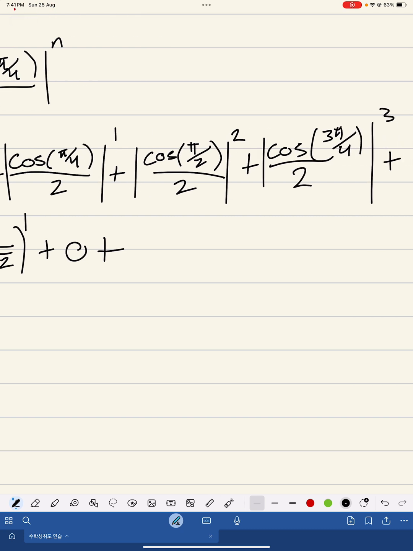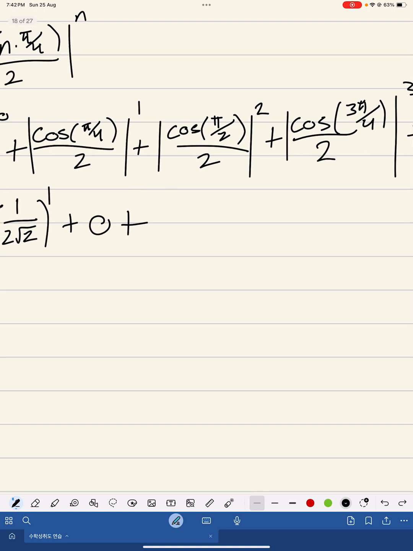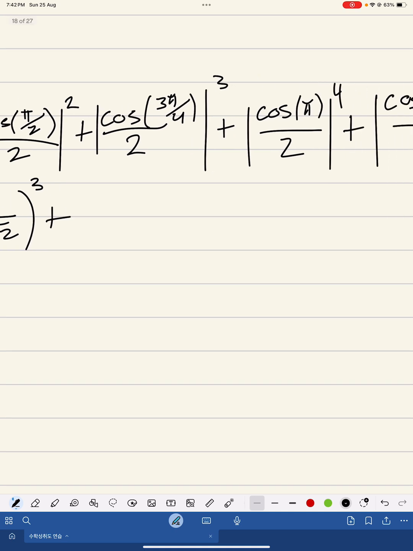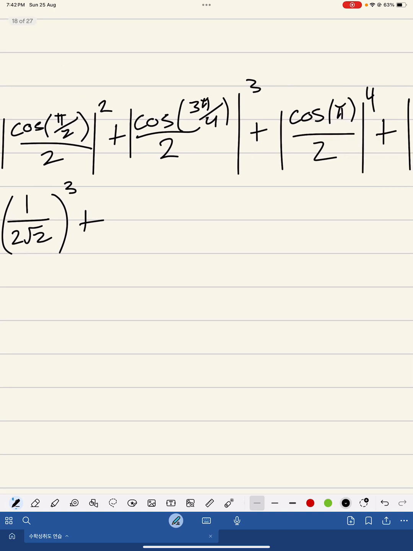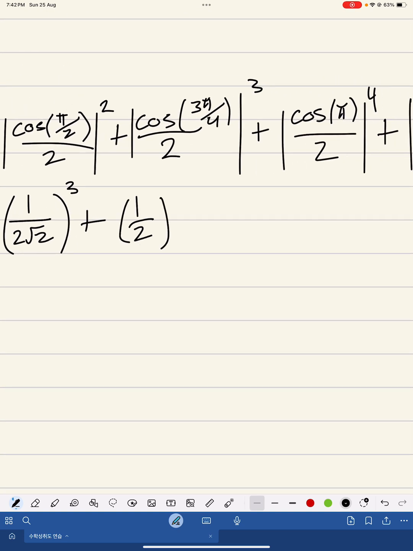plus cosine of 3 pi over 4, well, that is cosine of minus pi over 4, but we still have the absolute value. So the insides are equal to cosine of pi over 4. Notice that. So we can write this as 1 over 2 root 2 cubed as well. The next term we have cosine of pi, which is minus 1, but minus 1 absolute value is 1, so we get it as a half, right? So that's 1 over 2 to the 4.